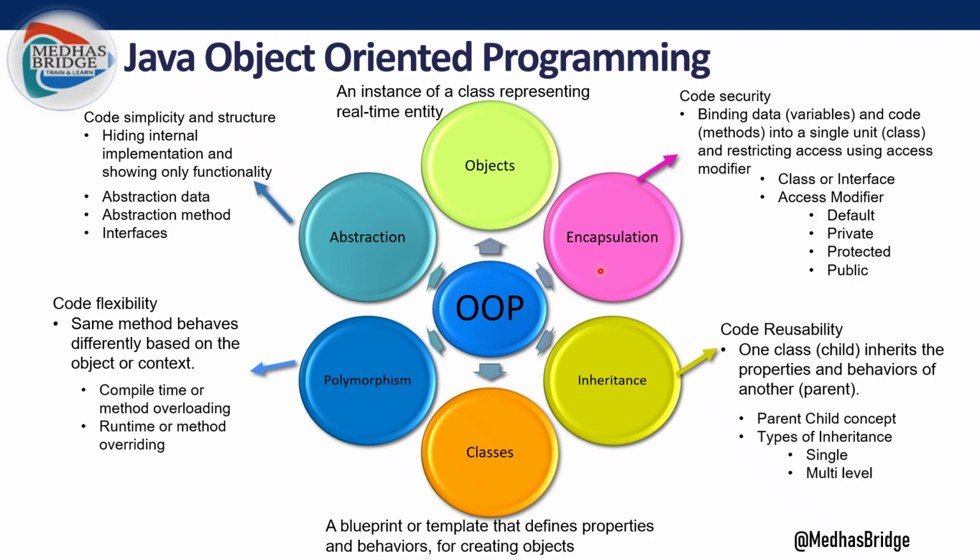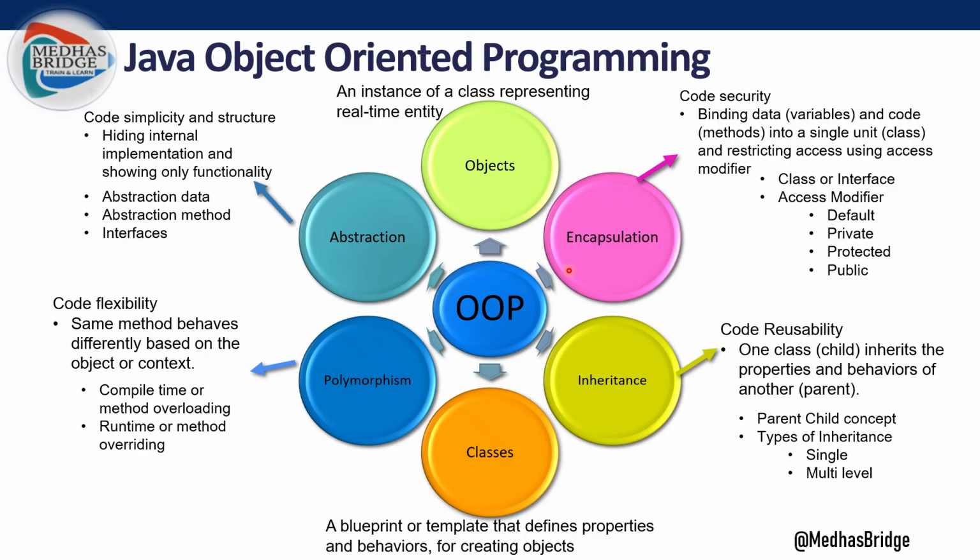Before going to OOPS concepts, we first know what is meant by class and what is meant by object. The class means it's a blueprint or a template that defines properties and behaviors for creating objects. Objects are created by classes. Object means it's an instance of a class representing a real-time entity.